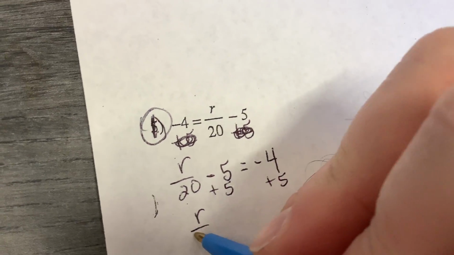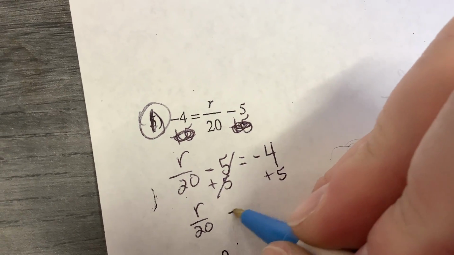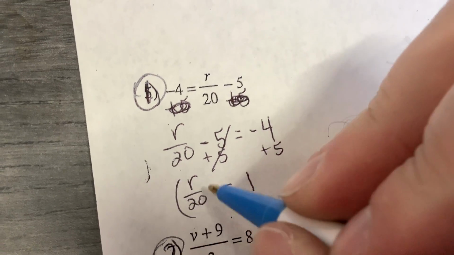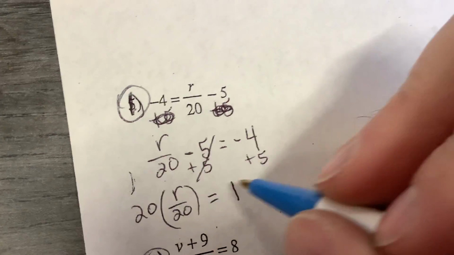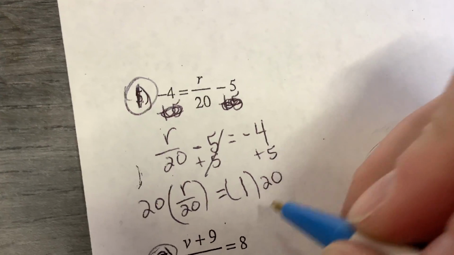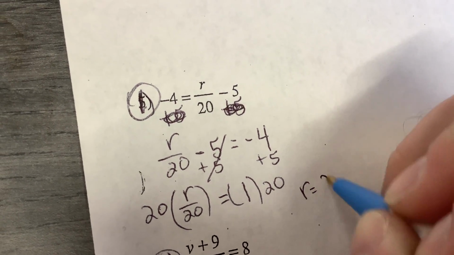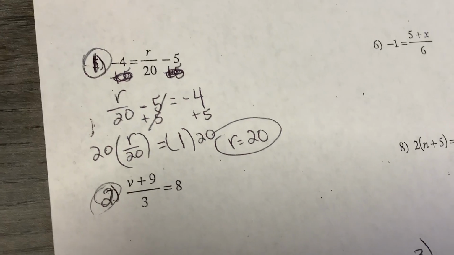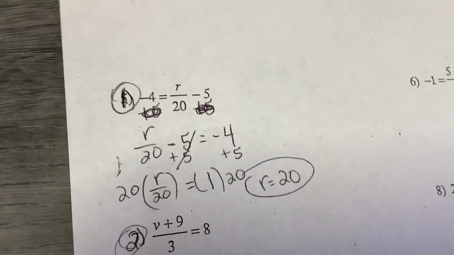Okay, so I have r over 20 equals 1. Negative 4 plus 5 is 1. And then instead of dividing by 20, I'm going to multiply by 20, and I get r is 20. 20 times 1 is 20. Okay?